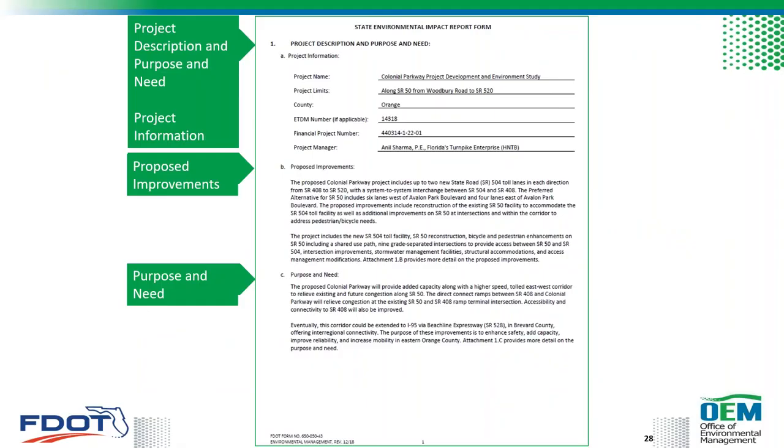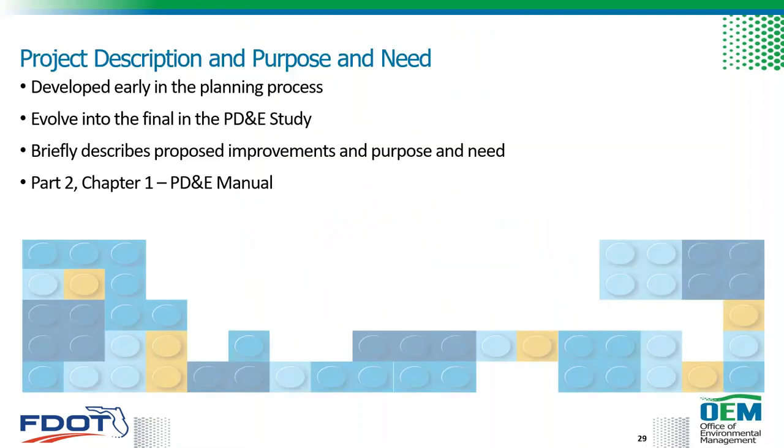The project description and purpose and need section of the form includes your project information, a description of the proposed improvements, and the project's purpose and need. And we just learned about that purpose and need just a few minutes ago. The information is developed early in the planning process, and it's reassessed during the PD&E study. The detailed guidance on purpose and need is in Part 2, Chapter 1 of the PD&E manual.